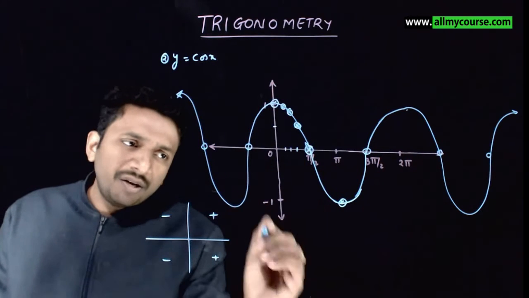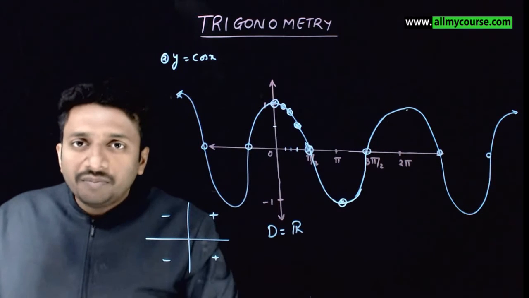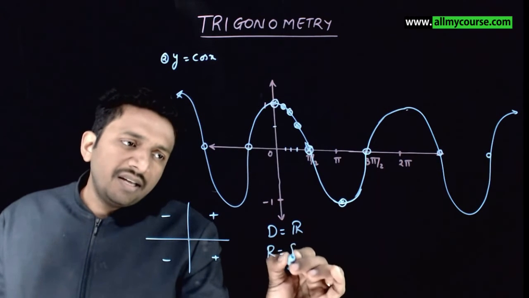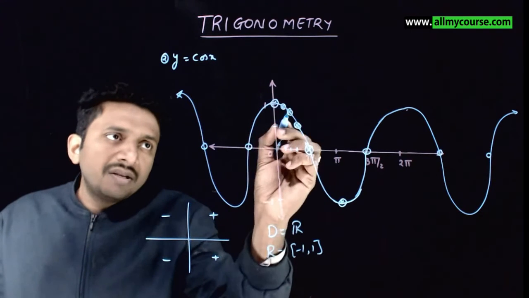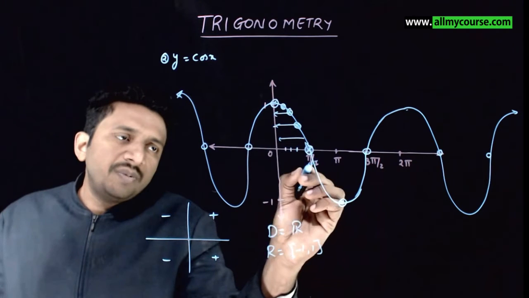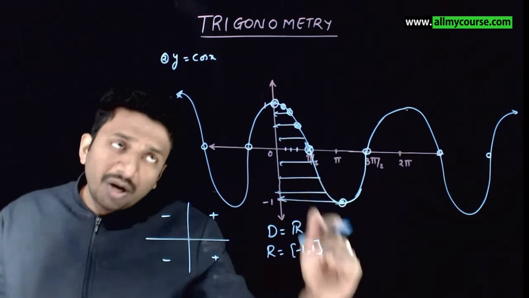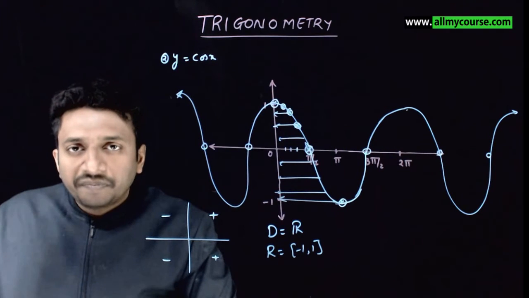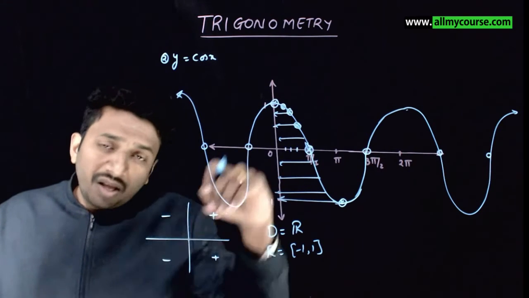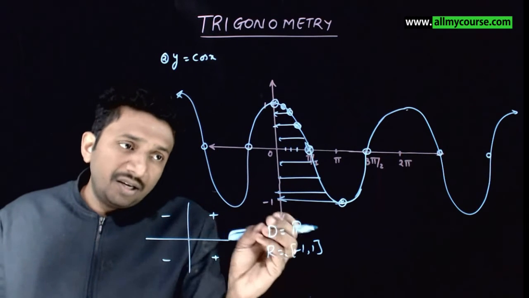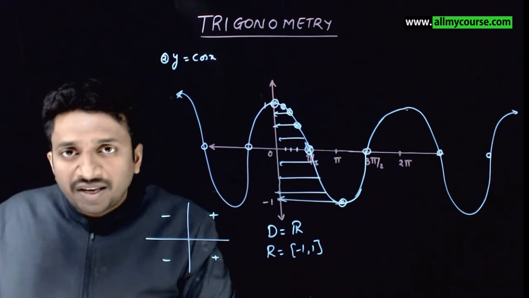Now, what is the domain of cos? The domain is all real numbers, because cos is defined for all real numbers, and the range is again closed -1 to +1. So the y values will always be in between -1 and +1. They won't go below -1 or above +1. So what are the things that you need to remember about cos? Cos is also a wavy function, the domain of the cos x function is R, and the range of the cos x function is -1 to 1.